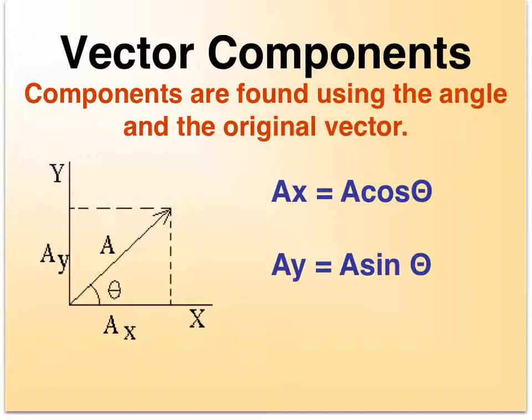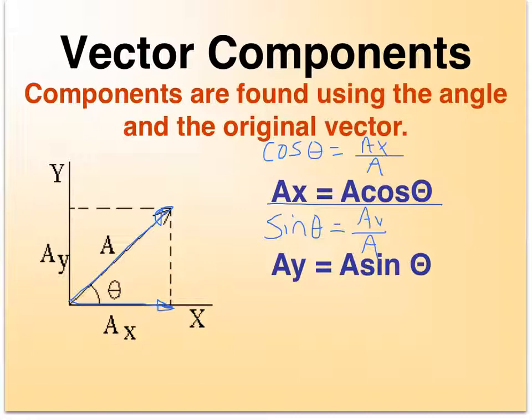When we do vector components, in order to calculate what they are, we have to use trigonometry functions. If you remember your trig, your cosine of your angle equals your adjacent, which is the ax, over the hypotenuse, which is the a. And if I multiply both sides by a, I get this formula right here, ax equals a cosine theta. And that will solve for my x component. My y component is the same idea, except I'm using the sine of the angle equal to the opposite, which is ay, over the hypotenuse, which is a. And if I multiply both sides by a, I get this formula right here.